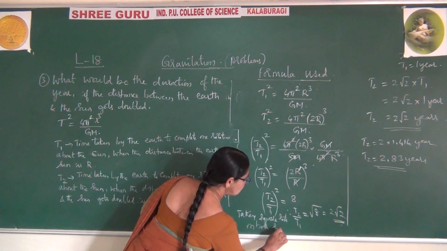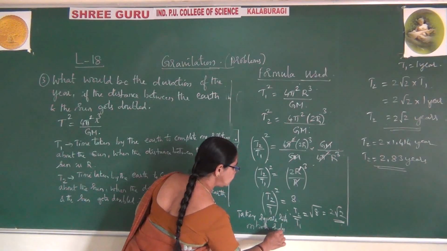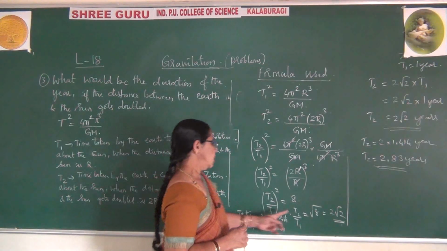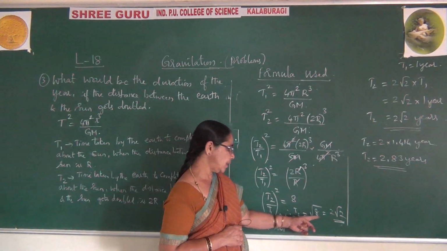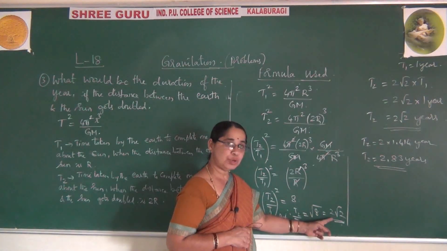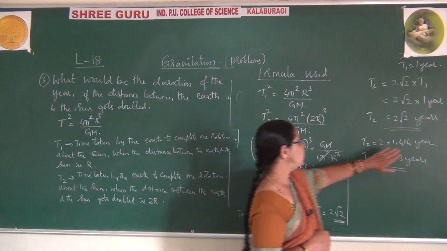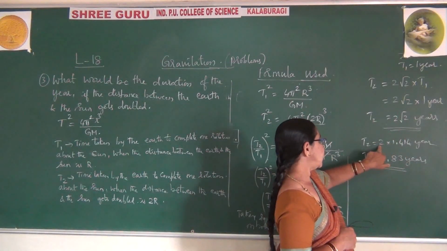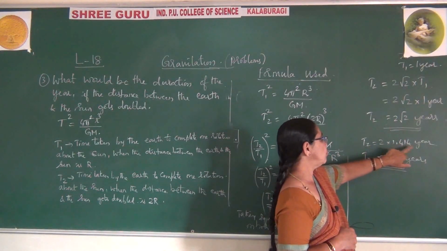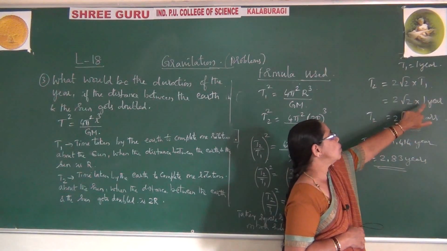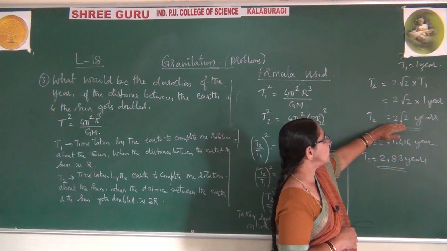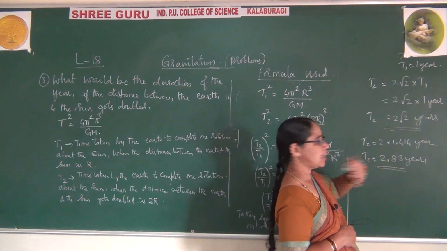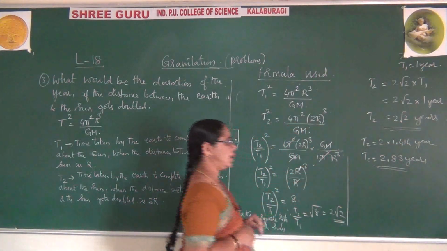When you do this, then this square will go. If you take the square root, this square will go. You will get the square root here. This root 8 will become 2 root 2. Root 2 means 1.414. At that time, you can write T2 is equal to 2.83 years. This is 1 year. 1 into year is year itself. Anything multiplied by 1 remains the same. You get this answer. This is how you can calculate.